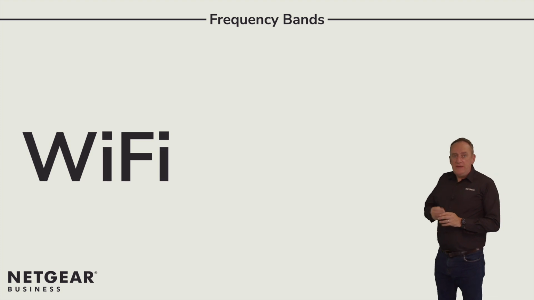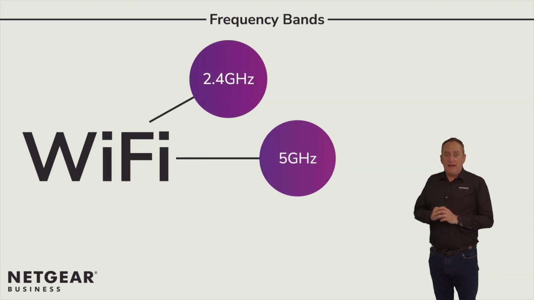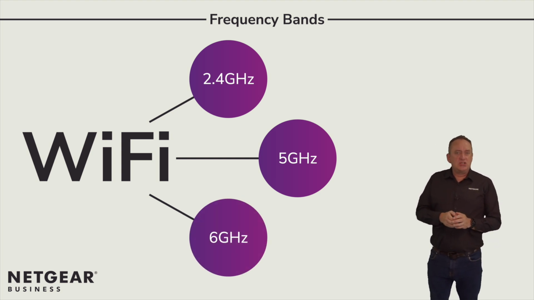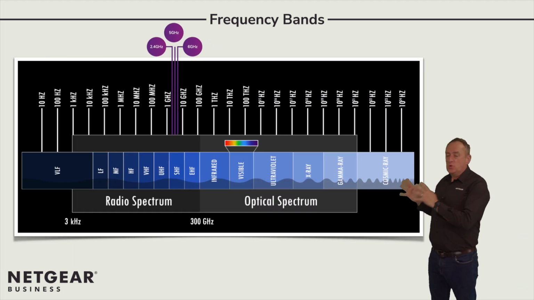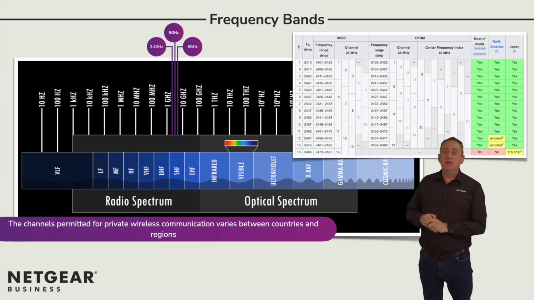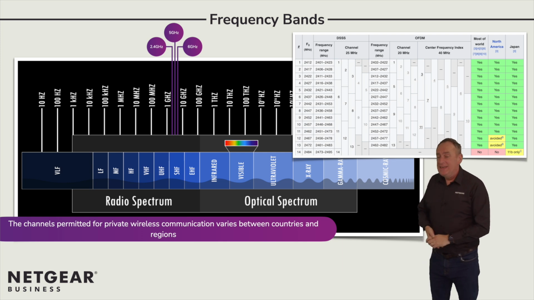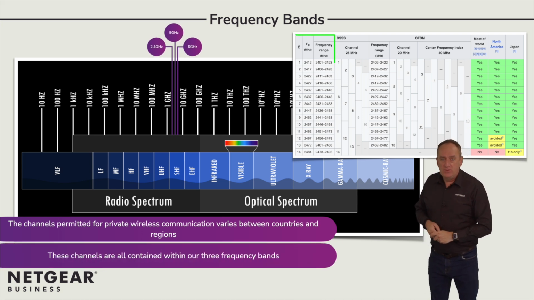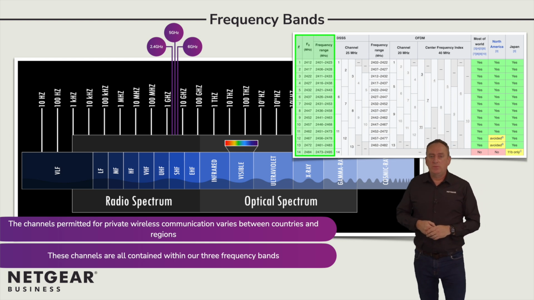Wi-Fi uses 3 frequency bands: 2.4 GHz, 5 GHz and 6 GHz. Each of these bands are just short sections of a huge frequency area, as we can see here. The rules and regulations as to which channels are permitted for private wireless communication varies between countries and regions. However, universally, these channels are all contained within our 3 frequency bands. We'll come back to this a little bit later in the module.